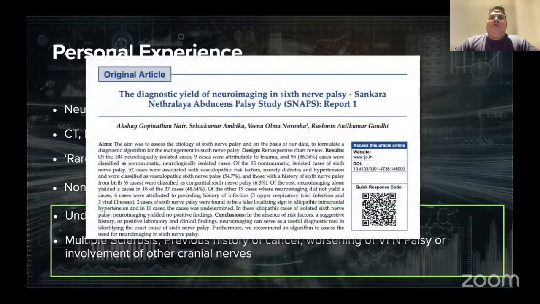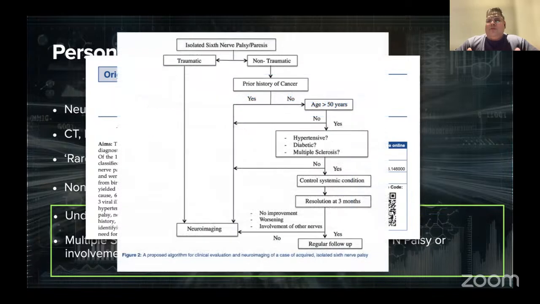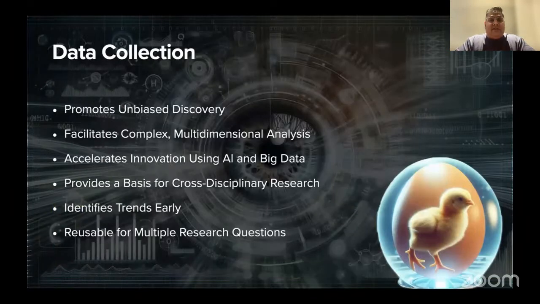And what we came up with was this paper, the diagnostic yield of neuroimaging in sixth nerve palsy. We have proposed an algorithm of imaging in sixth nerve palsy, which gets followed to this date, all because we just knew sixth nerve palsy, collect all data. And that's how we could distill this into something. At the end of the day, if you go ahead with no focused question, but just a general direction, and collect all the data, you're promoting unbiased discovery. You're looking for associations that you didn't know could happen.